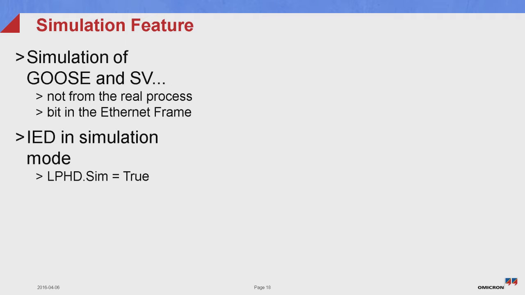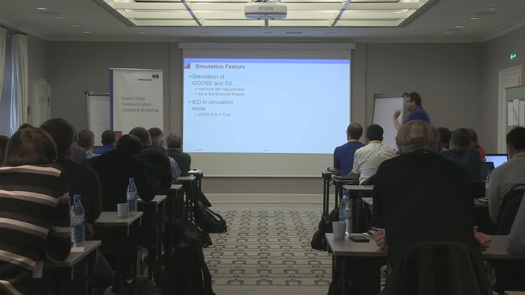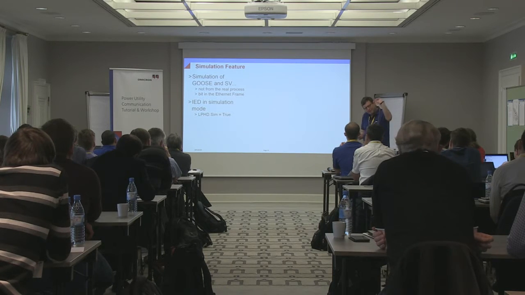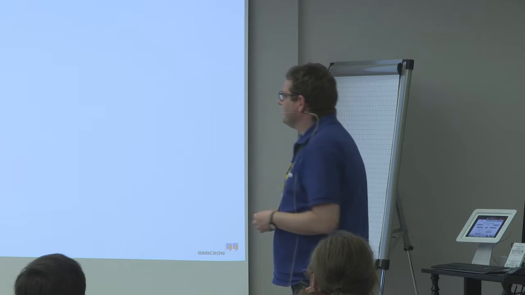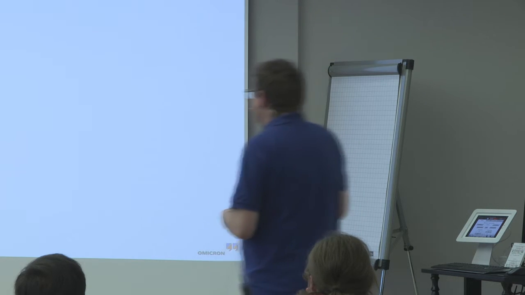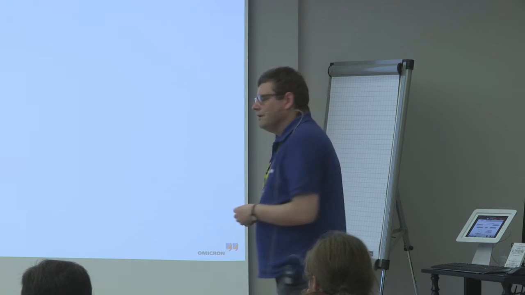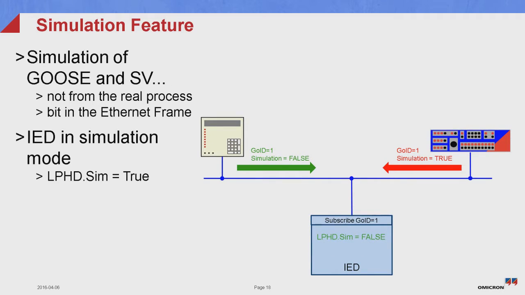Also, the standardization group was thinking about how to make it easier for you as the users. They said, it might be that you don't want to do this for the single protection function. You want to do something for the entire physical device. So in the good old times, you had a big switch and you said, now I'm testing, now I'm not testing. And this is something that is called in the standard simulation indication. So you remember when we were talking about GOOSE and sampled values, there was an indication: are these now the real GOOSE or the real sampled values or the simulated ones? And to distinguish, this can be done quite easily.